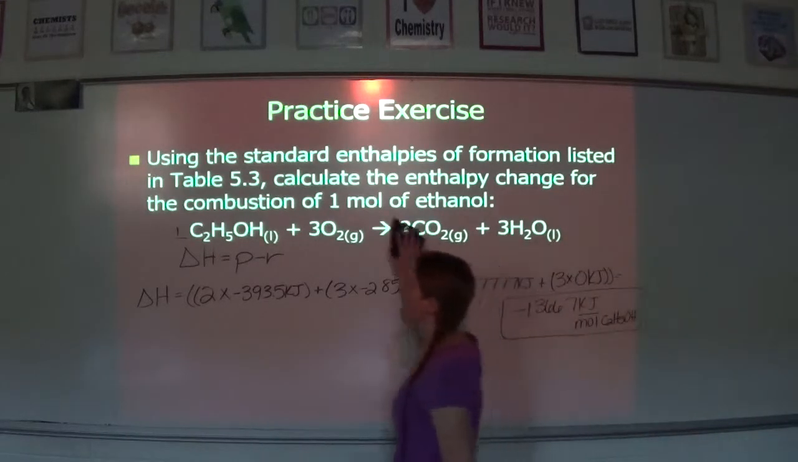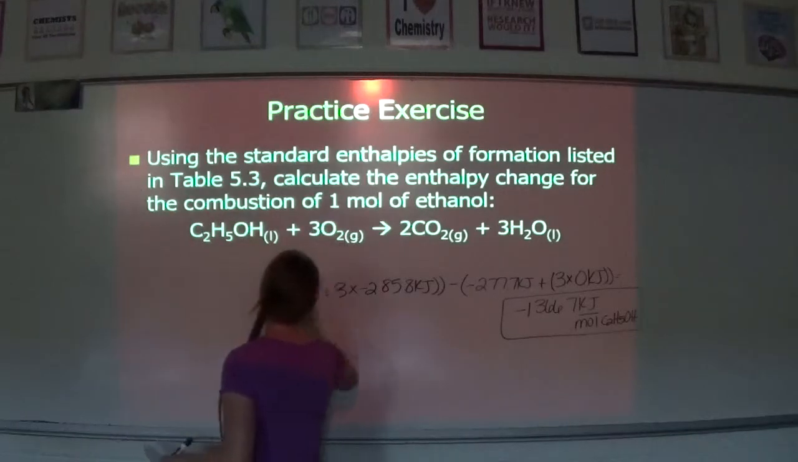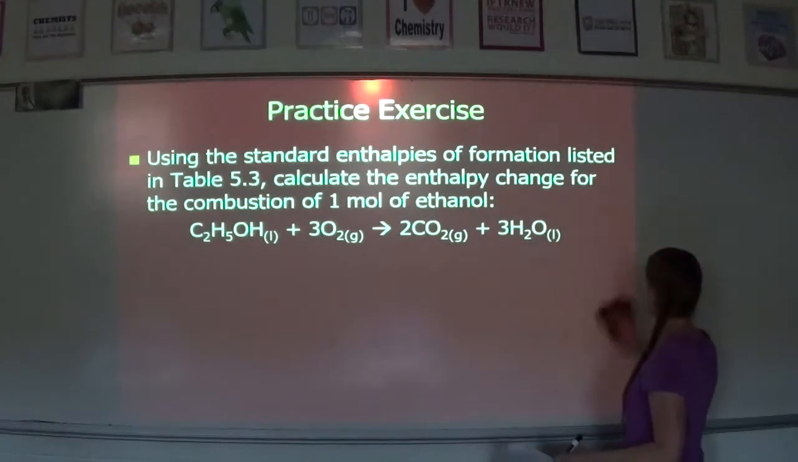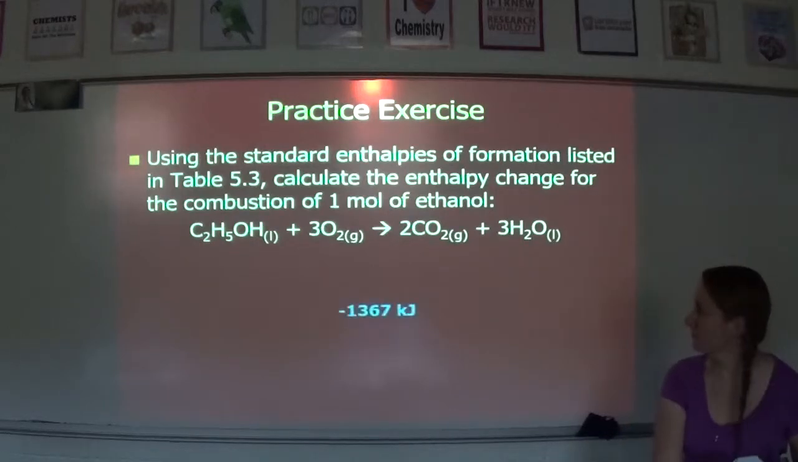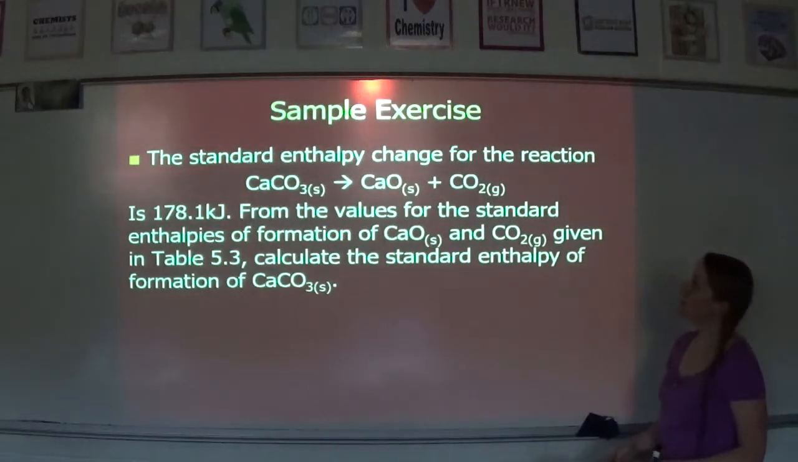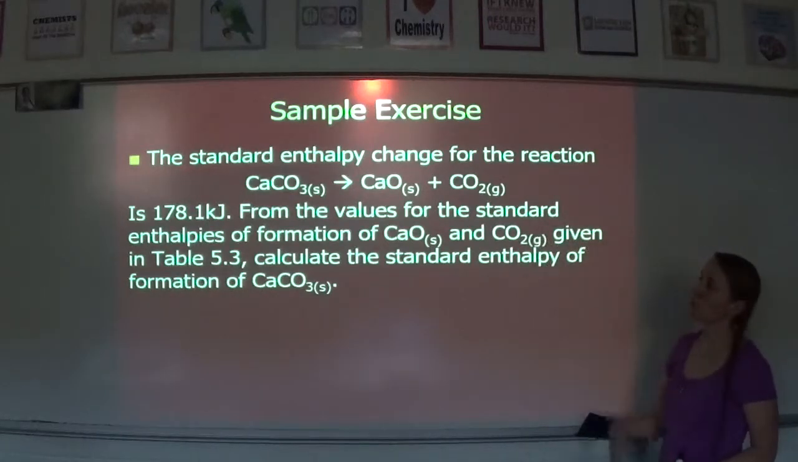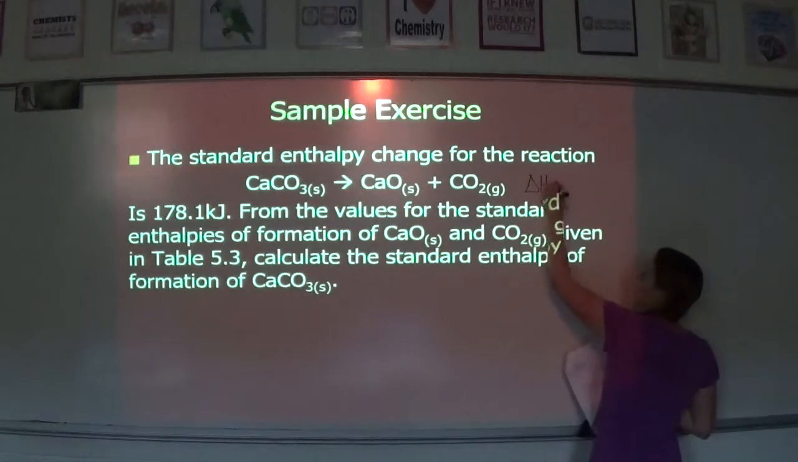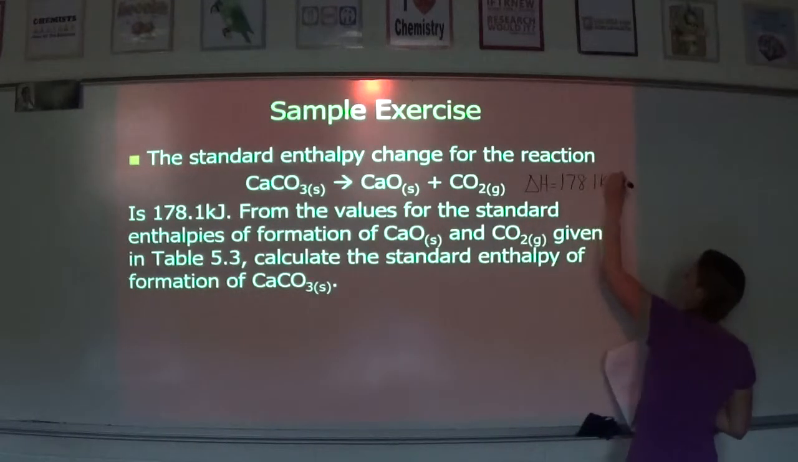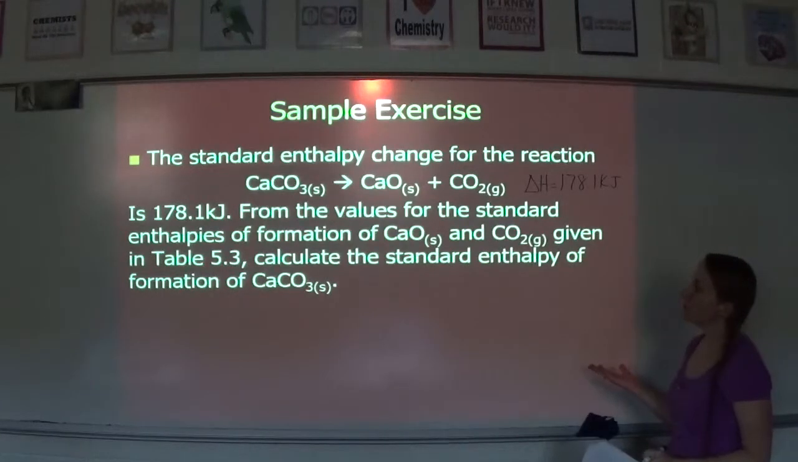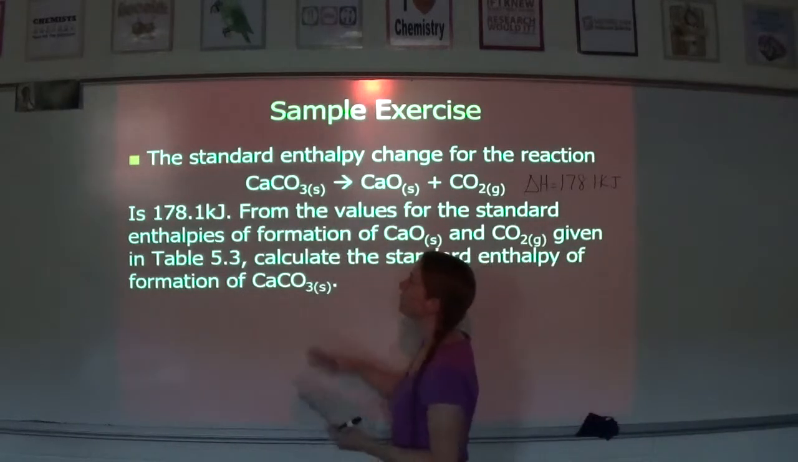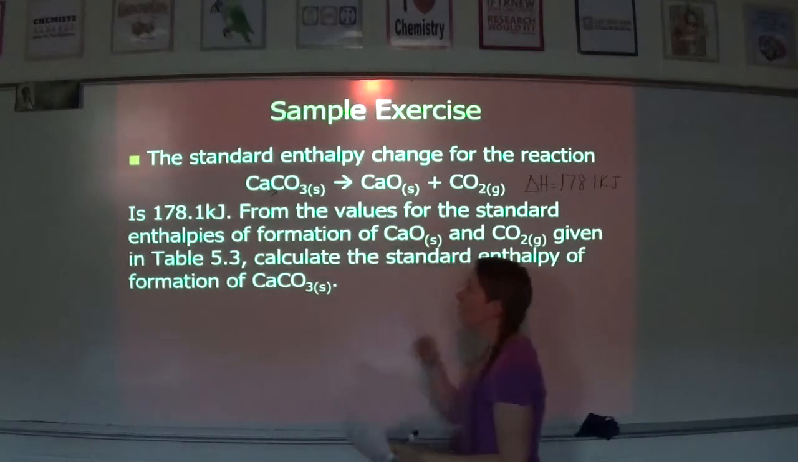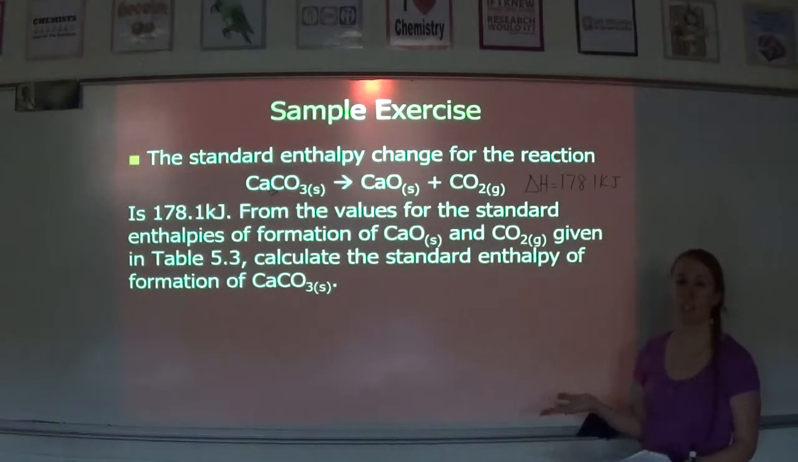Alright, so let's look at what happens if I give you the heat change, but then I ask you to solve for one of the substances. So it says the standard enthalpy change of this reaction is 178.1 kilojoules. So we know the delta H for the whole reaction. Like our delta H is 178.1 kilojoules. From the values for the standard enthalpies of formation of CaO and CO2 given in table 5.3, calculate the standard enthalpy of formation of CaCO3. So in other words, we're looking for the standard heat of formation for CaCO3.